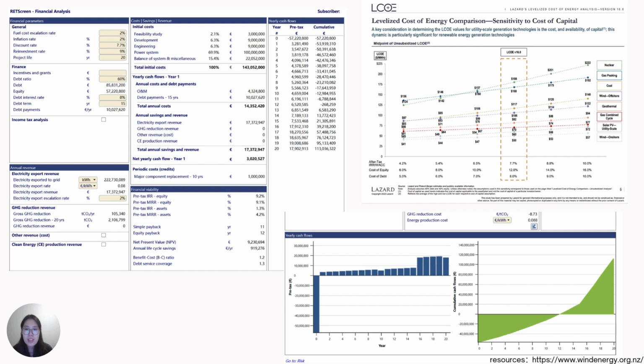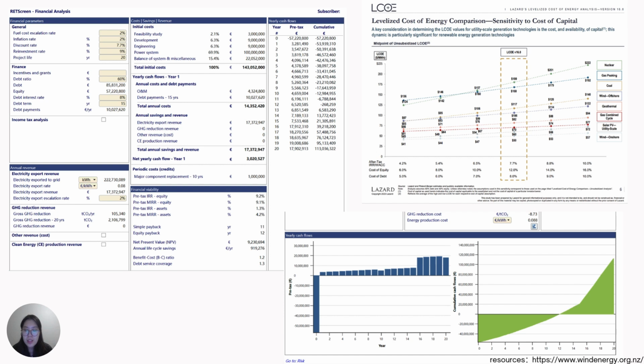In summary, the project has an initial cost of 143.05 million euros and generates annual revenue of 17.37 million euros from electricity exports, with a growth rate of 2%. The project will reduce CO2 emissions by 105,314 tons per year, supporting environmental sustainability.